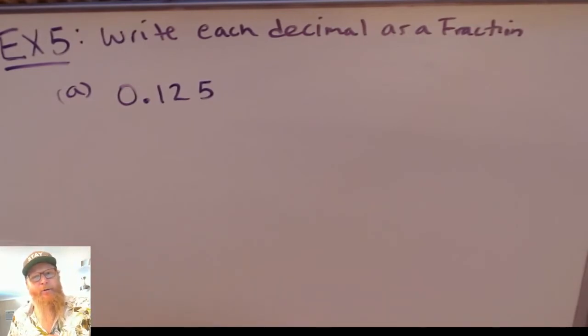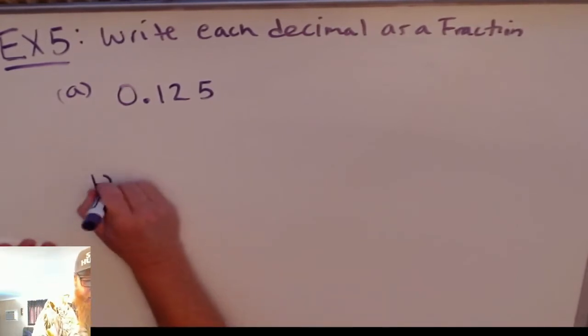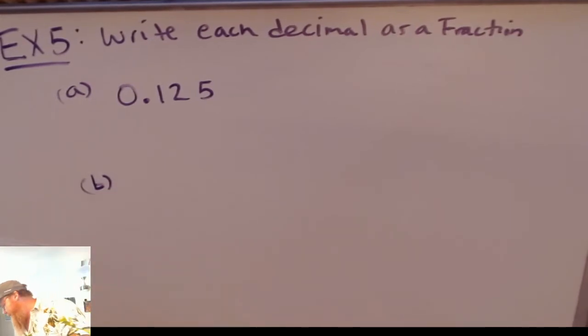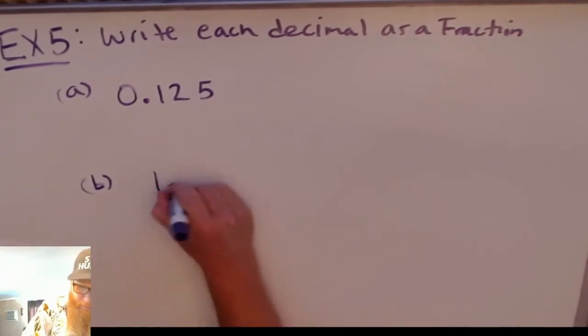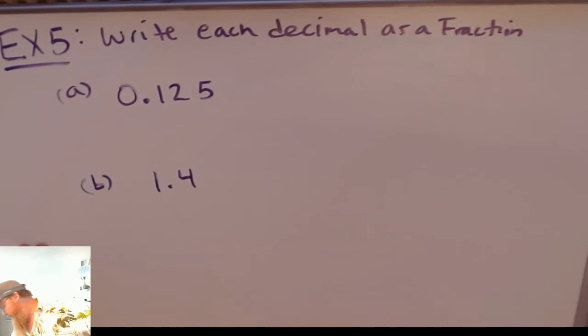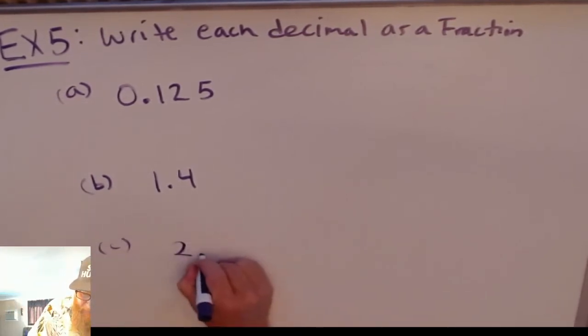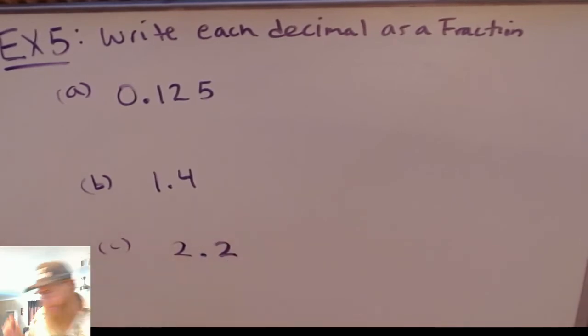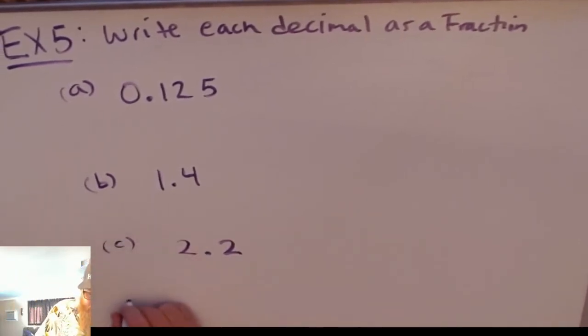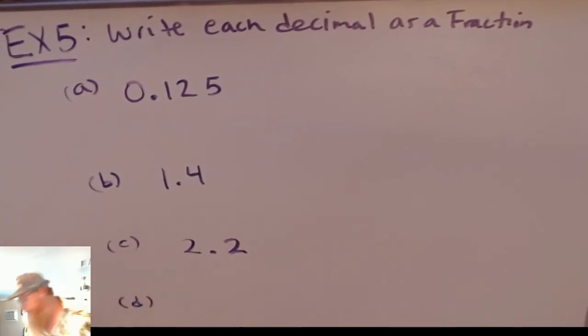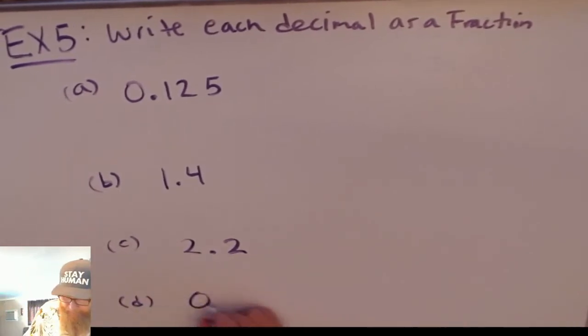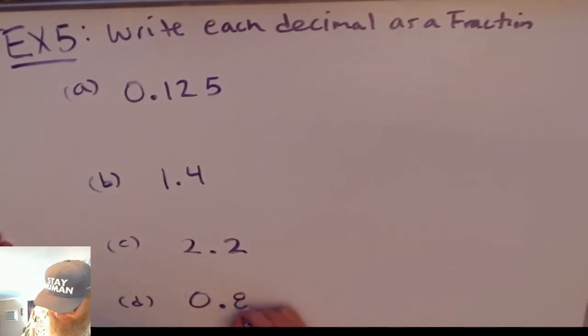So 0.125. Let's do a couple of these. How about 1.4? How about 2.2? I think I could squeeze in one more down here. 0.85.